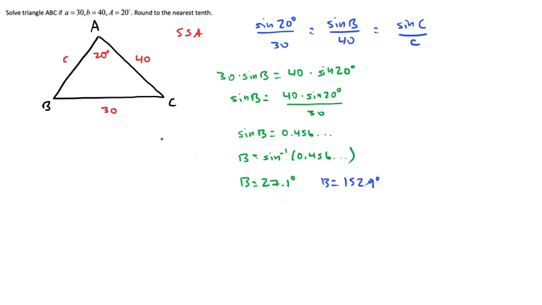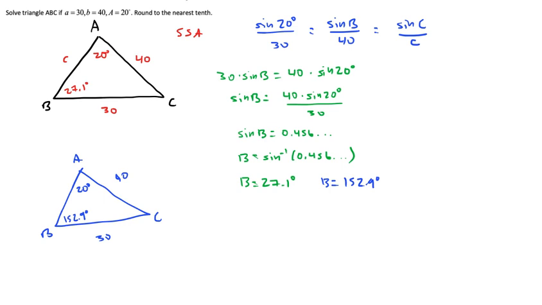So let's take a look. If B is 27.1, then I should be able to find angle C based on that. But wait a minute, there's another possibility. Remember, A is 20, this side is 30, this is 40 right here. It's possible also that B is 152.9 because these don't add up to be bigger than 180. So we can actually find what angle C is in this case. What does that mean? It means we have two possible triangles that work, not just one.